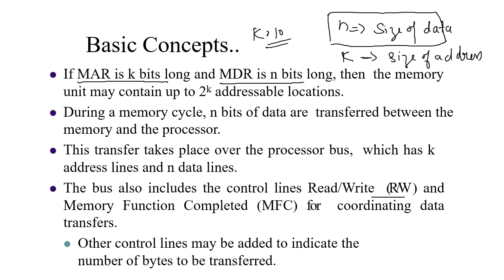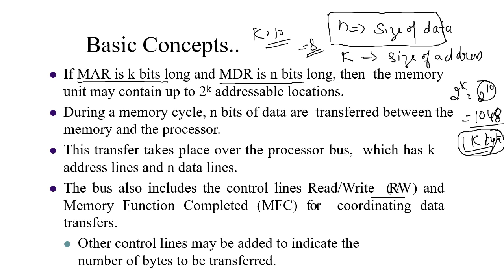then the size of the memory can be calculated as 2 power k, that is 2 power 10, that is 1024, that is 1 kilo. We usually call it 1 kilobyte of memory. In order to interface 1 kilobyte of memory to a processor, we need 10 address lines. However, the size of the data here is 8. If n is 8, then the size of the data is 8.